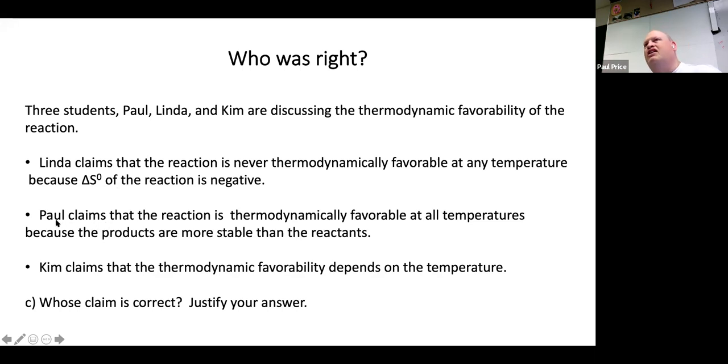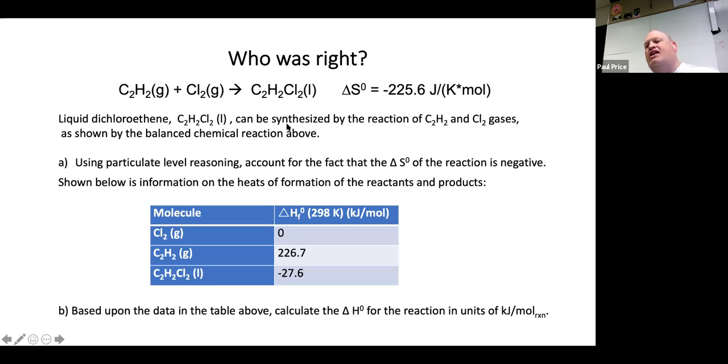Paul can be incorrect because delta H doesn't tell you how you're going to disperse energy. The only thing it tells you is that you're releasing energy, not where you're putting it. Kim is always typically going to be the one that's correct because thermodynamic favorability for most reactions depends upon temperature. And if we go back to the reaction we were looking at, I want to talk about it conceptually, and then I'll let you work it out.